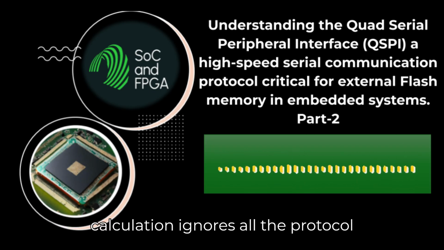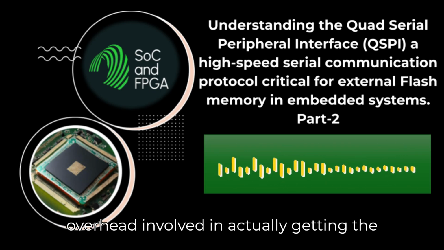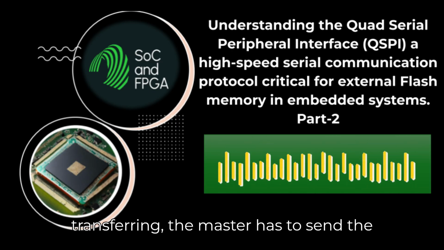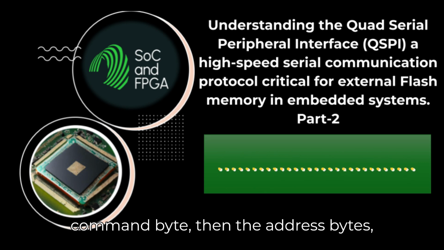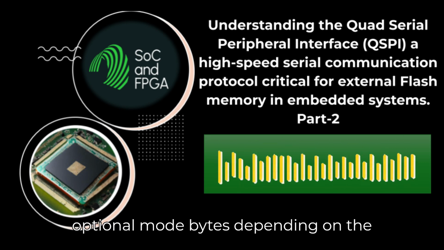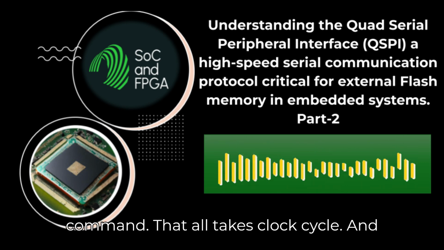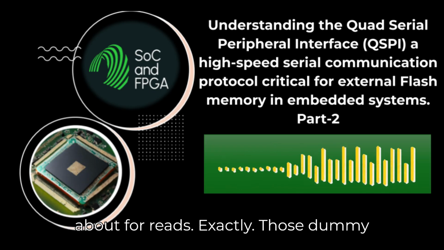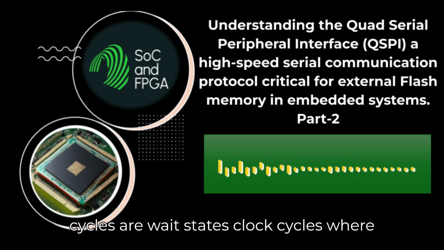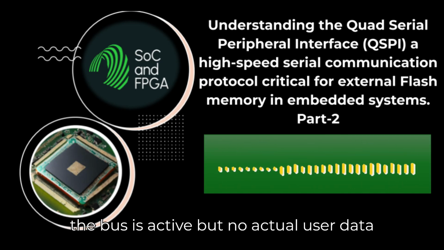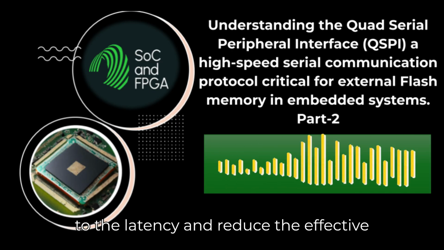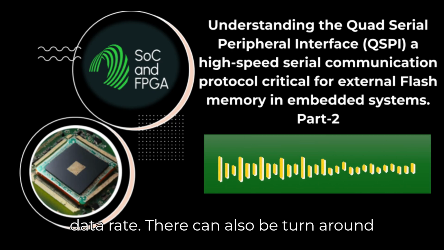But that calculation ignores all the protocol overhead involved in actually getting the data. Before any data bits start transferring, the master has to send the command byte, then the address bytes, 3 or 4 of them, maybe some optional mode bytes depending on the command. That all takes clock cycles. And then there are those dummy cycles we talked about for reads. Exactly. Those dummy cycles are wait states, clock cycles where the bus is active but no actual user data is being transferred. They add directly to the latency and reduce the effective data rate.